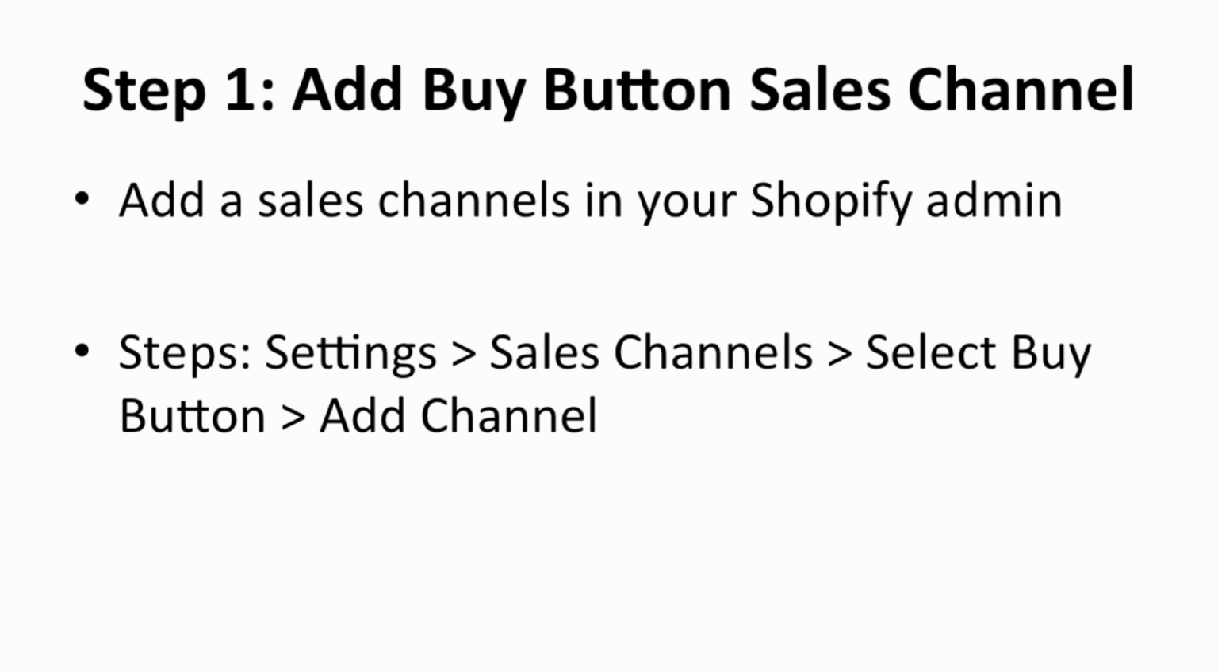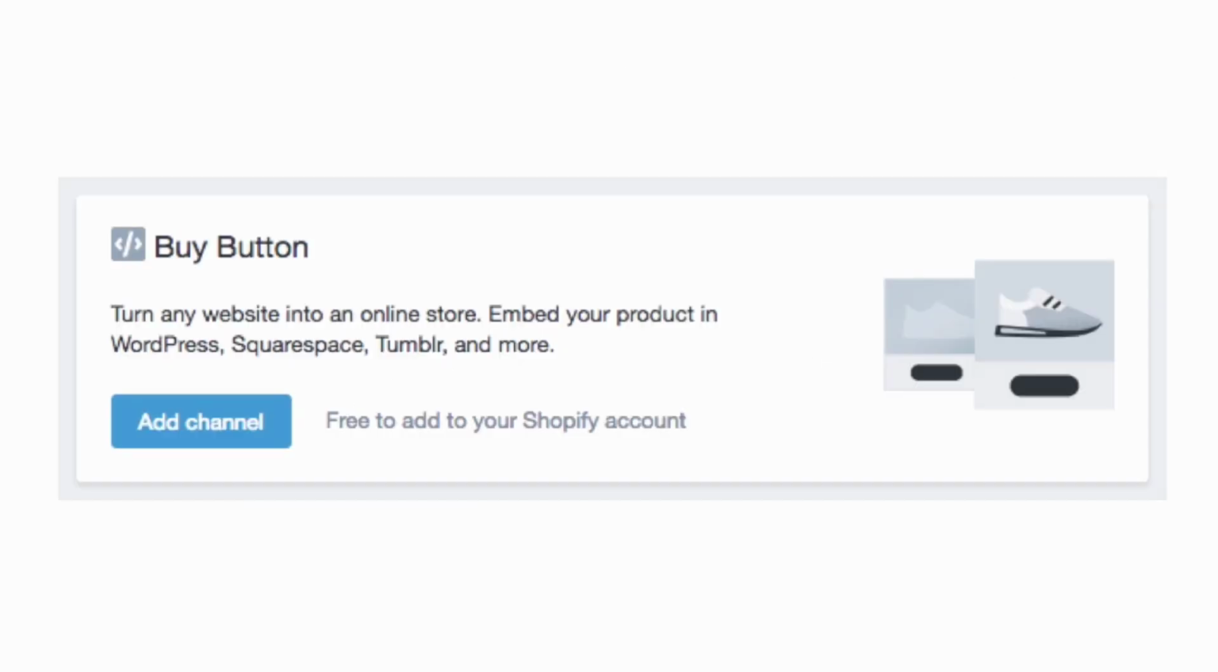Step 1 is to add a buy button sales channel to your Shopify admin. If you can't find the buy button in the sales channel section of your Shopify admin, you will need to add this before you can create a new buy button or an embedded shopping cart. To add a sales channel to your Shopify admin, navigate to the Settings tab, and then click on the Sales Channels. You will be directed to the Sales Channels page. And when you're on this page, select the buy button within the list of available channels, and then click on Add Channel. This screenshot is what you will see when you are on the Sales Channels page. Click on the Add Channel button and proceed to the next step.